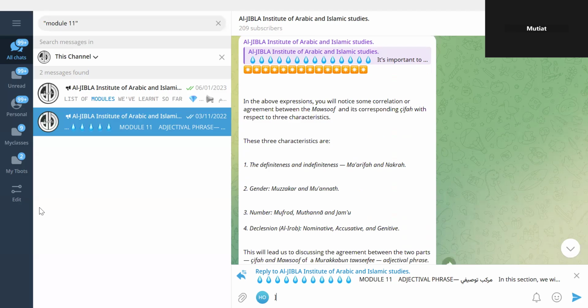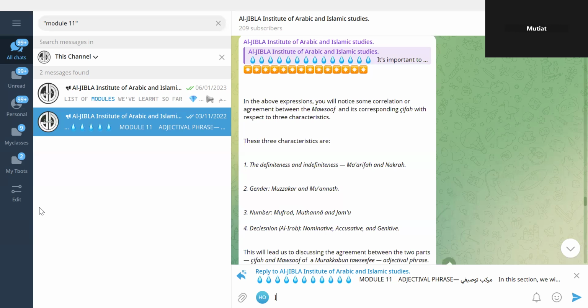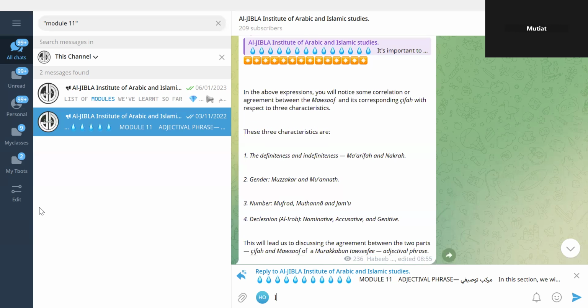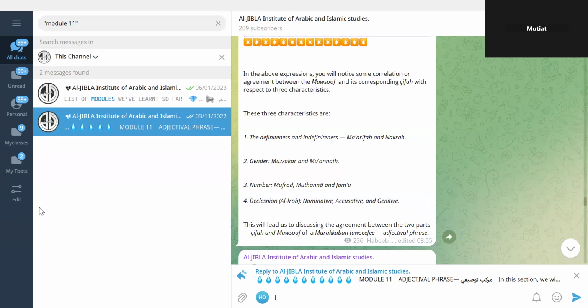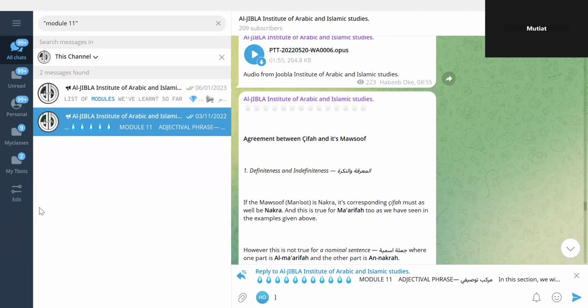So since we only have one person in class, we don't want to go very deep. We shall stop here. Is that okay? In the next lesson, we'll look at the concord of murakkab tawseefiy, the agreement between sifa and mawsuf. They must all agree.